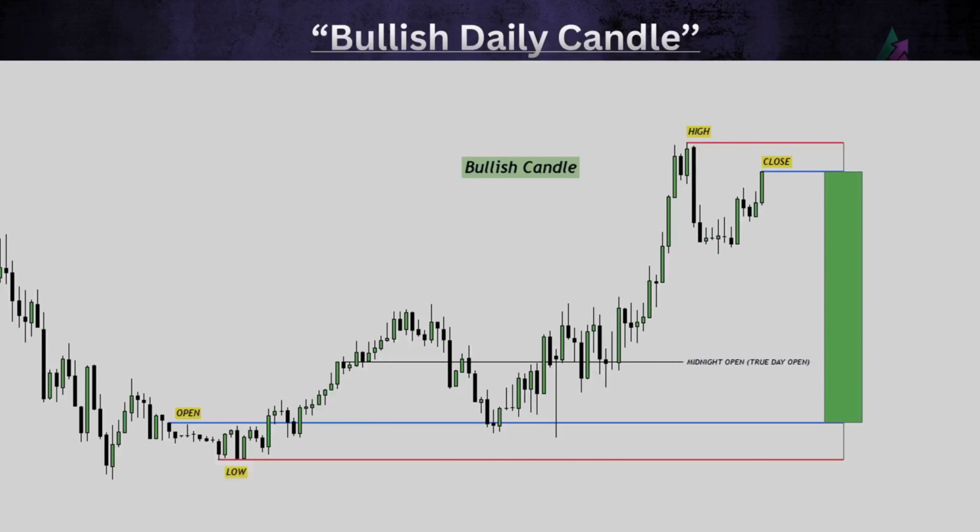Okay guys, so here's a bullish daily candle. I'm showing this on a lower time frame so you can see how price moves during the day, not just the open and the close. So when you look at it this way, it's easier to see how the day plays out. Price spends most of the day moving higher, and the close reflects that. This is what a bullish day looks like from start to finish.